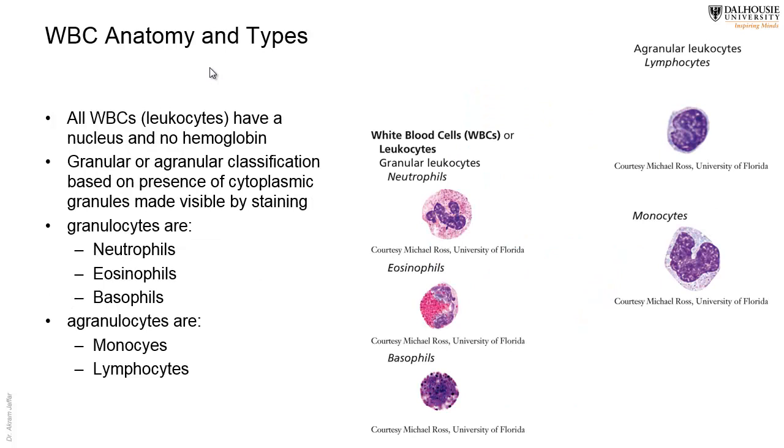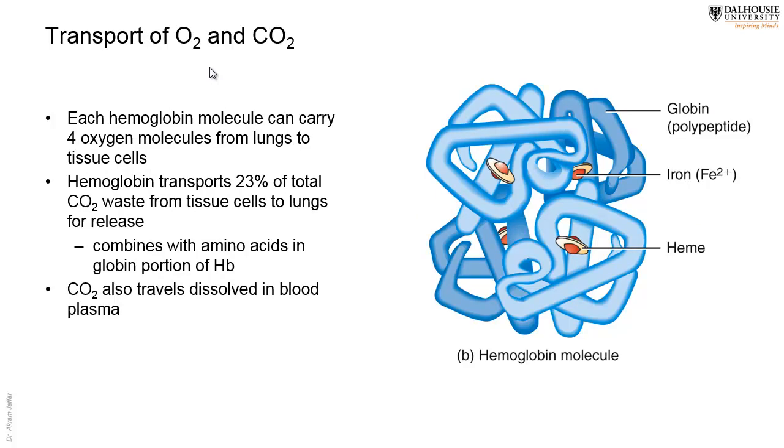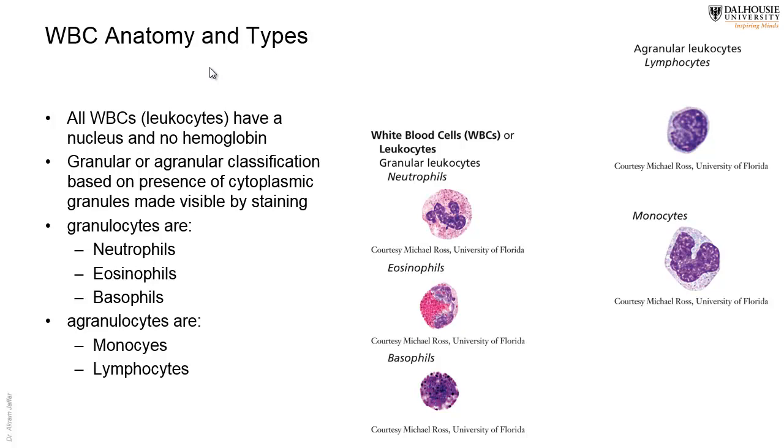Now, in the red blood cell, I'm sorry for that. So the oxygen is always transported by the red blood cell. Carbon dioxide is transported either by the red blood cell, where it binds to the polypeptide chain, and this is about 23% of that CO2, but most of the CO2 is dissolved in the plasma as bicarbonate.